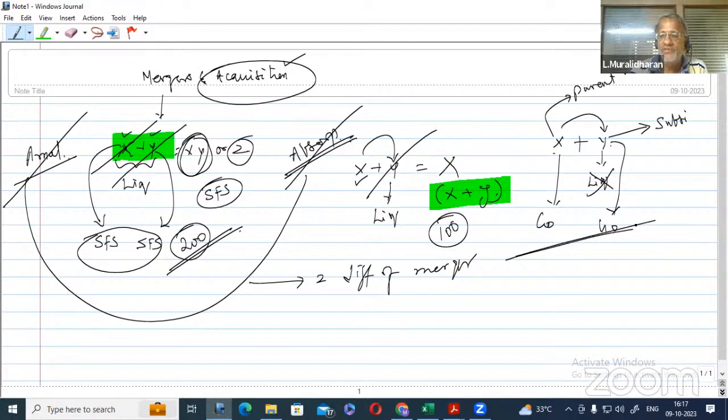Whereas in the case of acquisition, where there is a parent-subsidiary relationship, you can still control the entire entity of Y just by holding a little over 50%. There is no need for 51% or more than that. So it is all fully a democratic setup as far as the corporate entity is concerned.